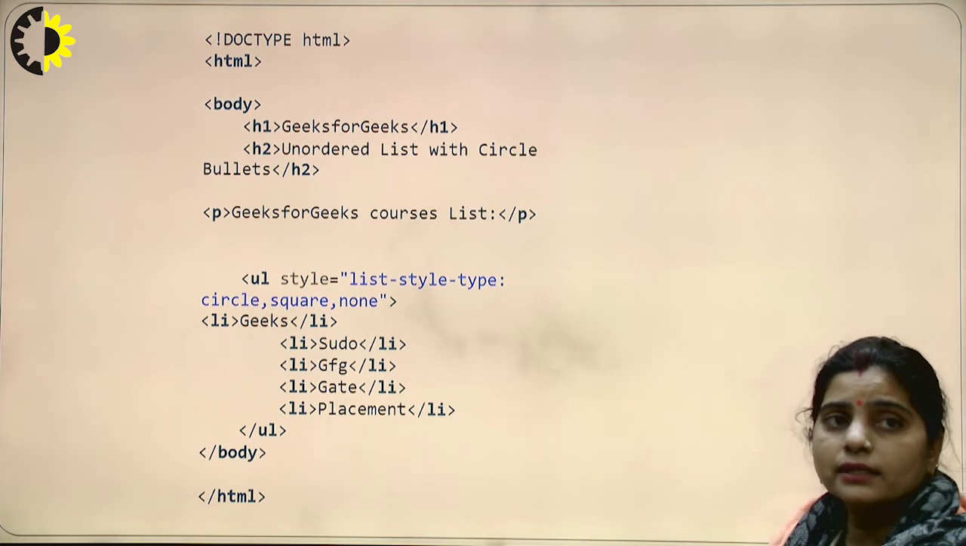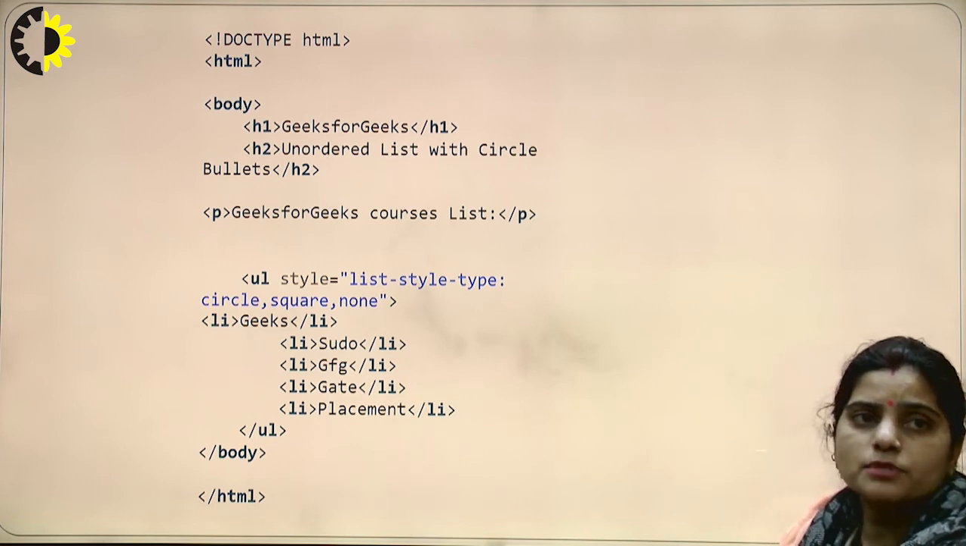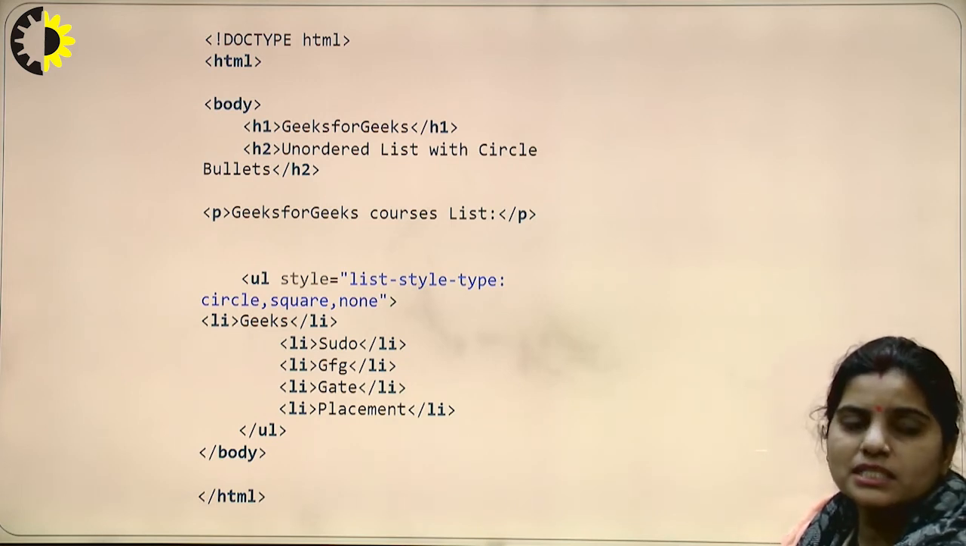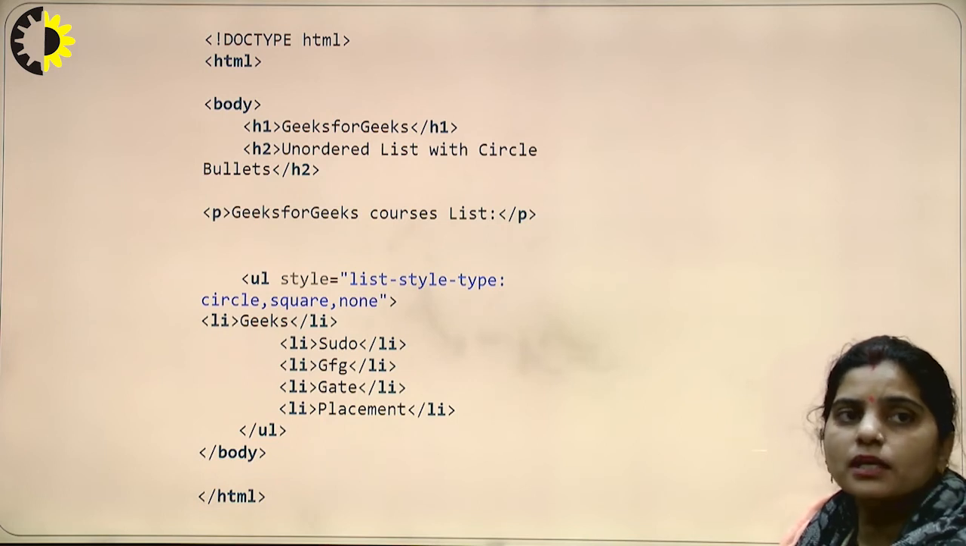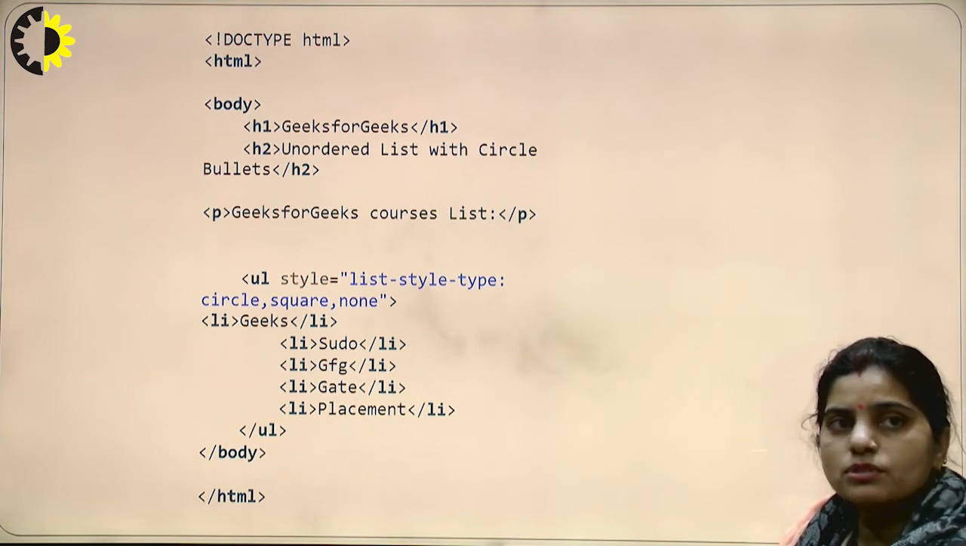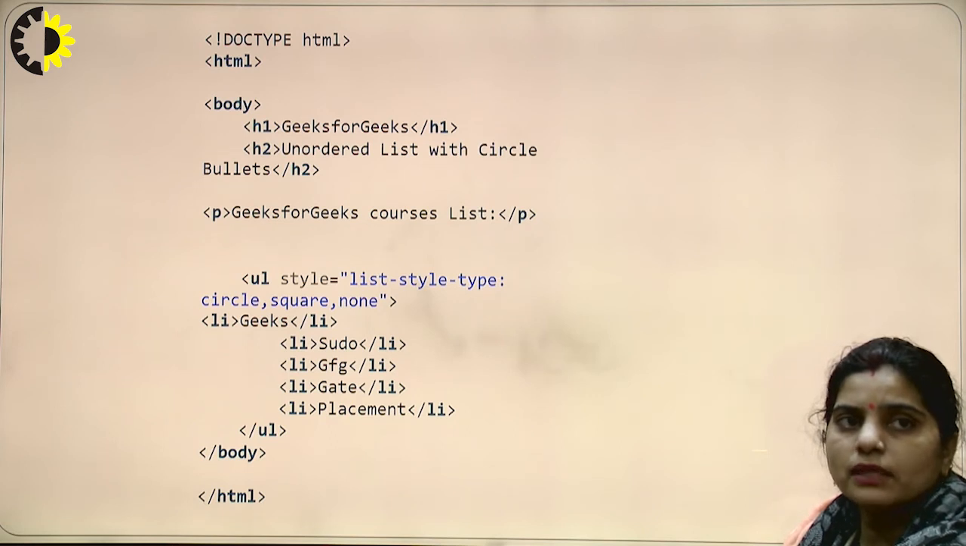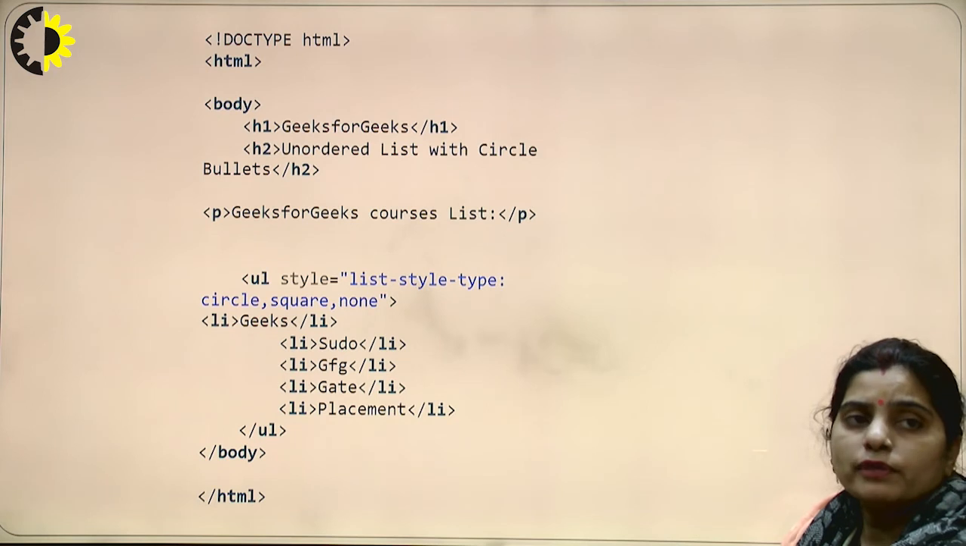Okay, so here for the list items, we are using the li tag, and the list items are sudo gfg, gate, placement. These are the list items which we place, and correspondingly the li tags will be closed after passing the data. Next, we will close the UL tag, then the body tag, then the HTML tag.